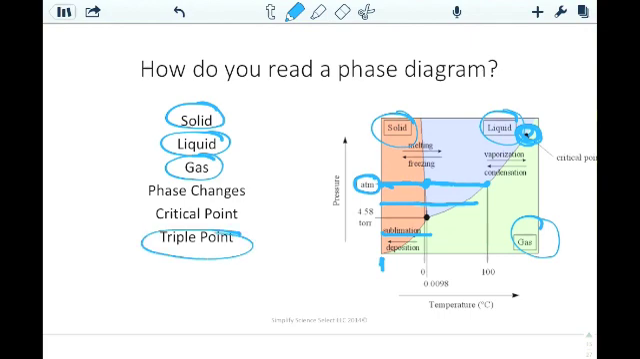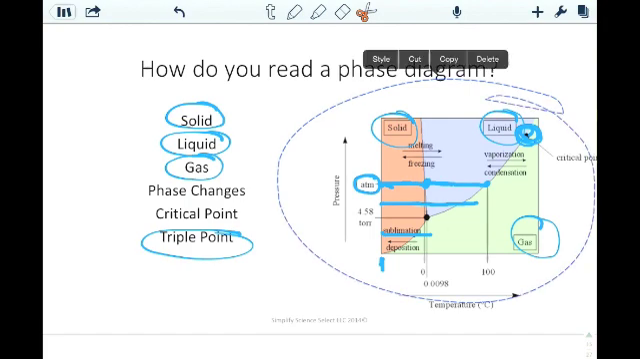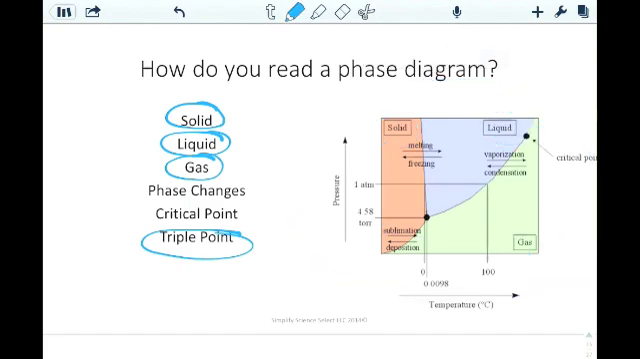Triple point's a very interesting thing. Triple point is what happens right here, at this specific pressure, and you can see that they labeled it right there. At that specific pressure and that temperature, the triple point means that you have every single phase existing at the same time. So you have a solid, a liquid, and a gas. You can think of it this way: in a single test tube, you would have boiling water, liquid water, and ice all at the same place, same time.